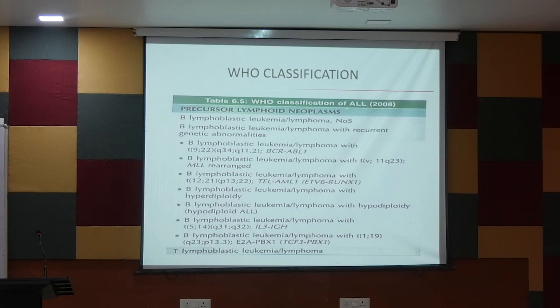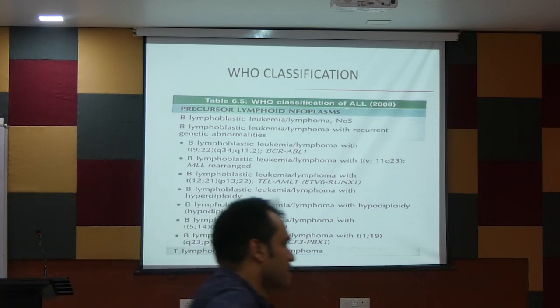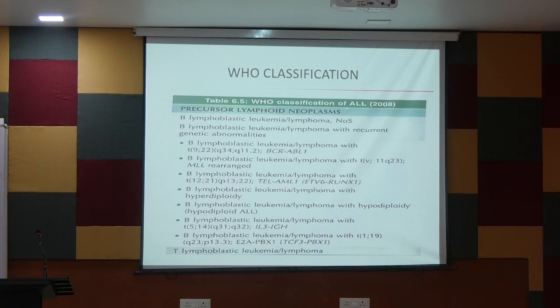That is BCR-ABL. Where have you studied BCR-ABL? Philadelphia chromosome. Very good. Philadelphia chromosome, BCR-ABL. Why is it called Philadelphia? Where is Philadelphia? Oh, it's very good.